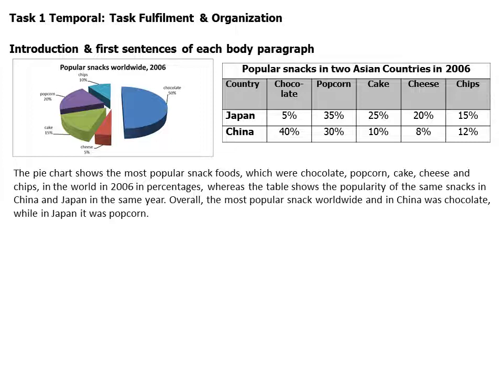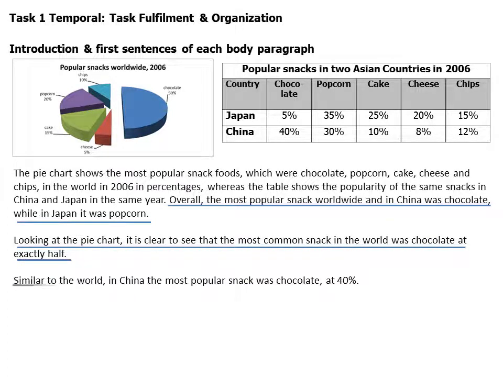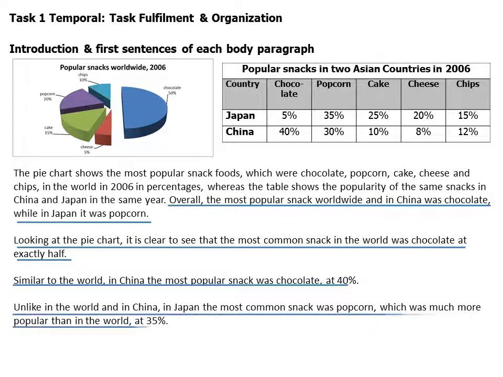Looking at the introduction, of course, the first sentence gives us the information that we find. And the second sentence is our overview, which is the most important information, and again, it's general and no details. Now, from this overview, we can write the first sentence of the first body paragraph, first sentence of the second body paragraph, and the first sentence of the third body paragraph.